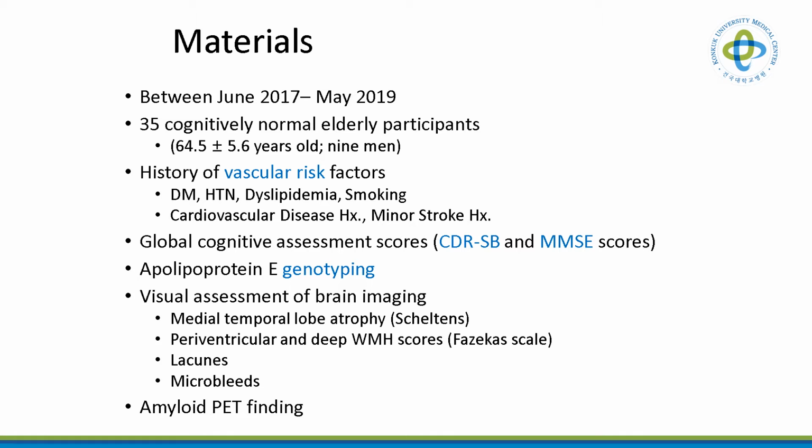We recruited 35 cognitively normal elderly adults and underwent DCE T1 weighted imaging. And the following variables such as vascular risk factors, global cognitive assessment scores, and APOE genotype were investigated. Visual assessment of brain imaging was also done for the participants.